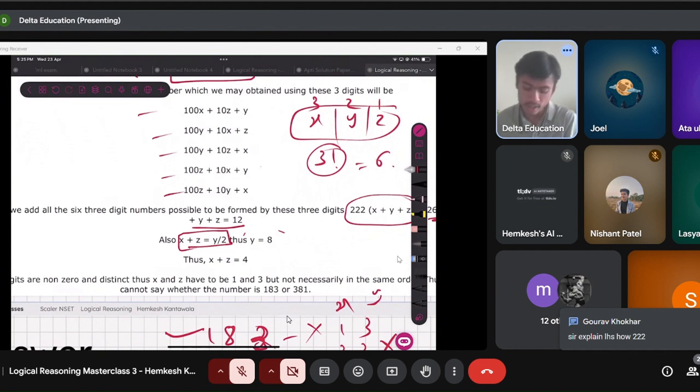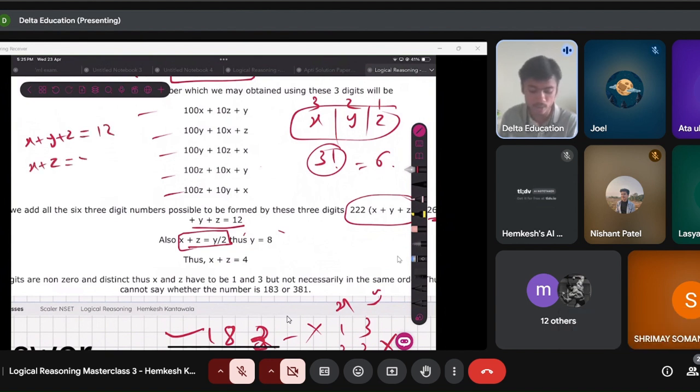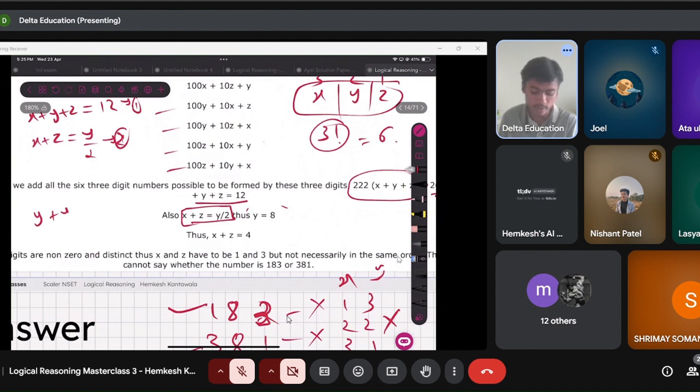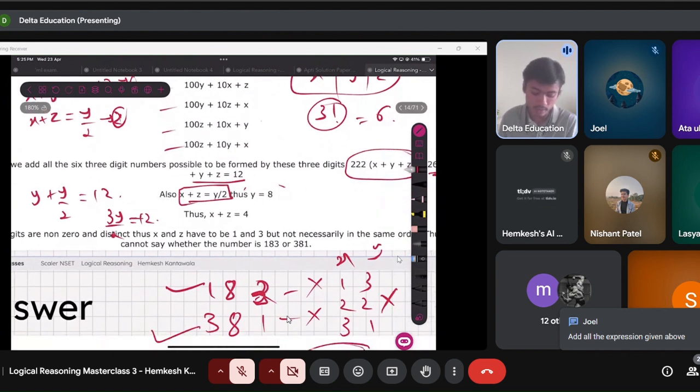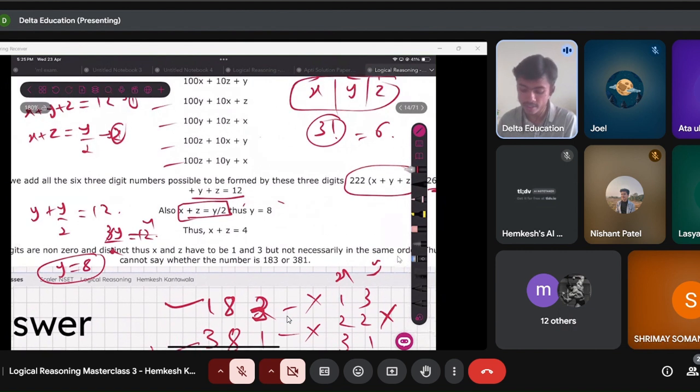So if we just substitute this, so if we know x plus y plus z is equal to 12, and we know that x plus z is y by 2, if we substitute 2 in 1, we would get that y plus y by 2 is 12. So we would get 3y by 2 is 12. So 3 fours are 12. We would finally get y is 8. So we got our one digit, that this is 8.